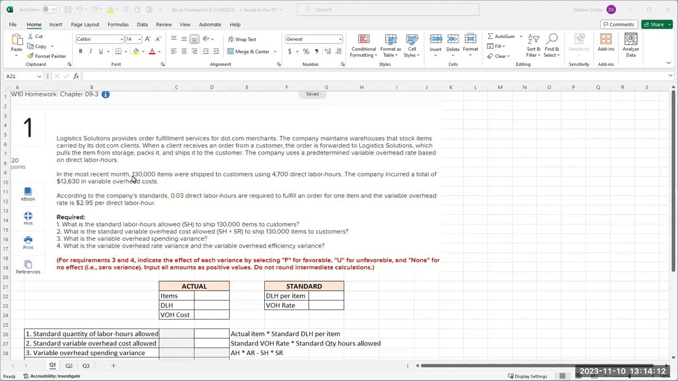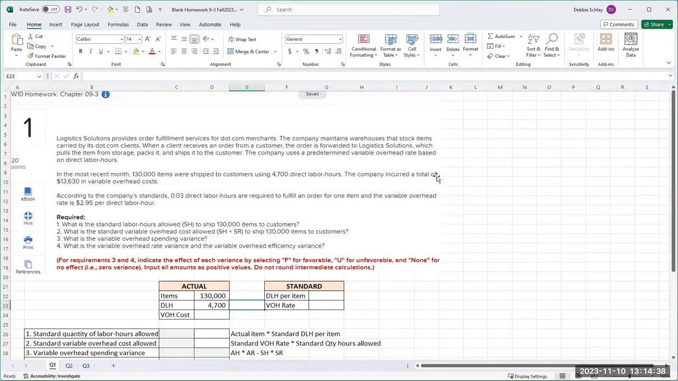In the most recent month, 1,300 items were shipped to customers. Okay, so that's an actual. Sorry, I said the number wrong. It's 130,000 items shipped to customers using 4,700 direct labor hours.